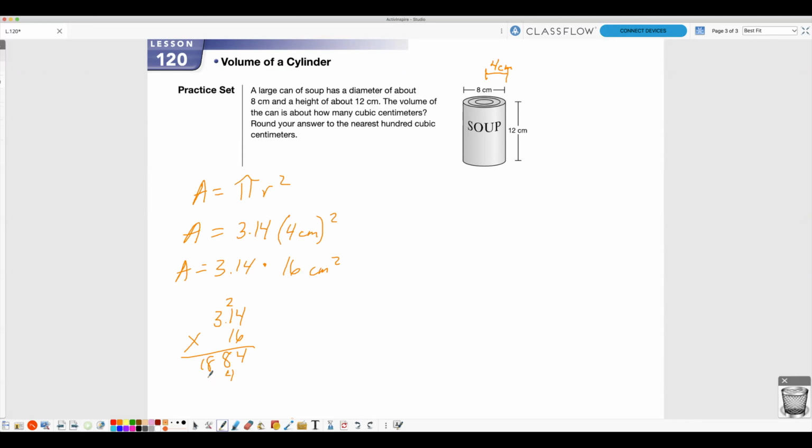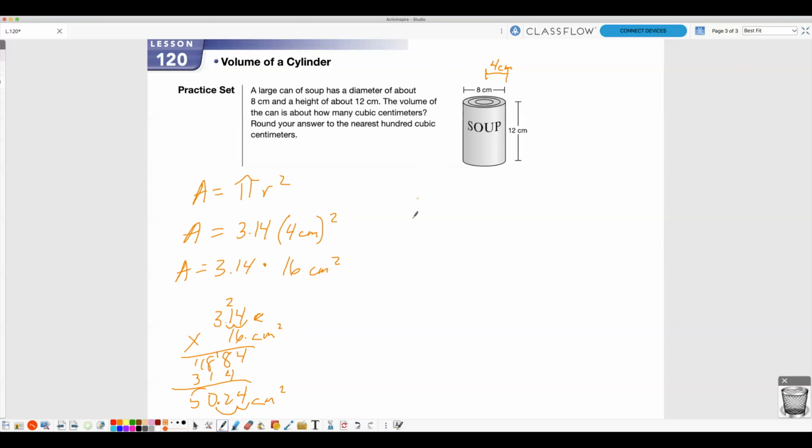This would be 1, 3. And then I need to add those together. I'd have 4 there, 12. Carry the 1. This would be 10. Carry the 1. That would be 5. So this would be 5,024. And then you have to remember there's 2 decimals here, so I'm going to move the decimal over. So we'd have 50 and 24 hundredths centimeters squared for the area of the circle on the top of the can.